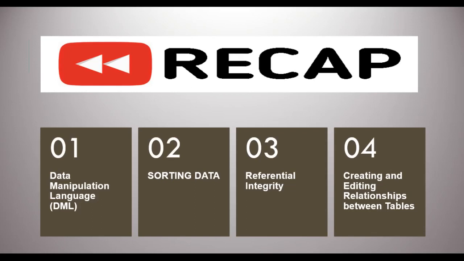Referential integrity. A relational database consists of multiple tables. Each and every table is linked to the others, so we have to make relations between all the tables. That can be done by using relations or association between the tables, that is one to one, one to many or many to many relationship in a database. The last topic, creating and editing relationship between tables.